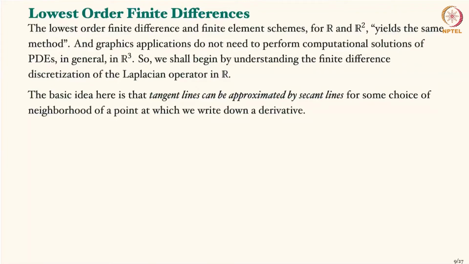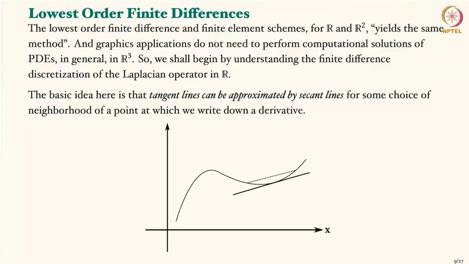So the basic idea in a numerical method for a differential operator, let's say d square by dx square, is that you can think of the derivative as being expressed by tangent lines in 1D for functions. And what we are doing is we are approximating the tangent by some secant lines. So this is an illustration of the derivative as the tangent. Maybe I can't compute it directly. Let me approximate it by a secant for some relatively reasonable neighborhood points. Okay.